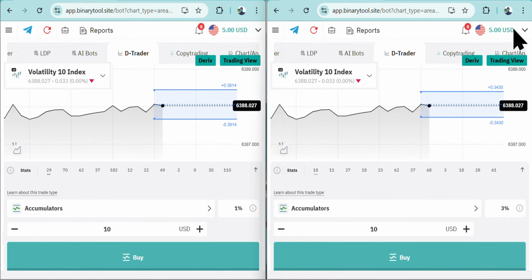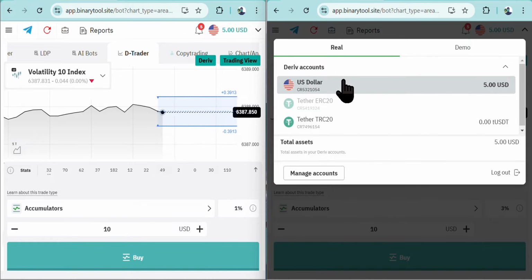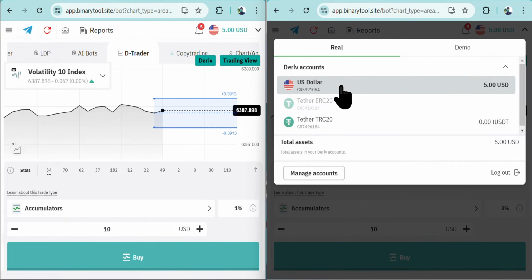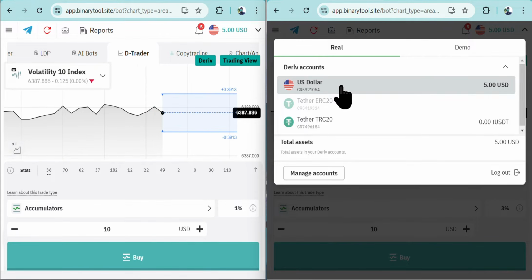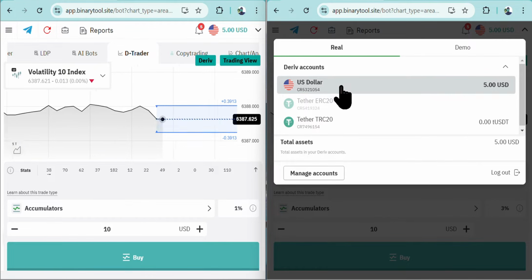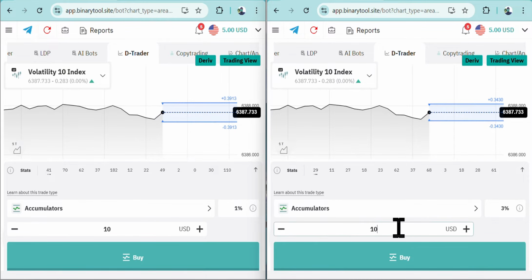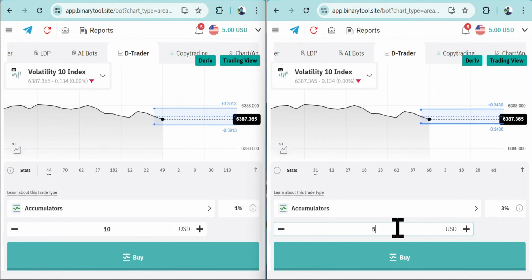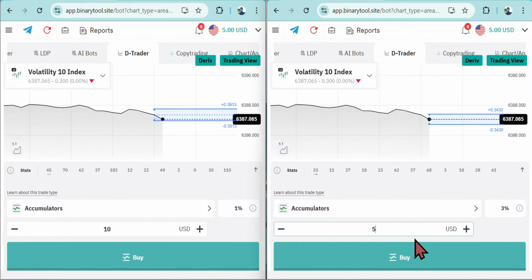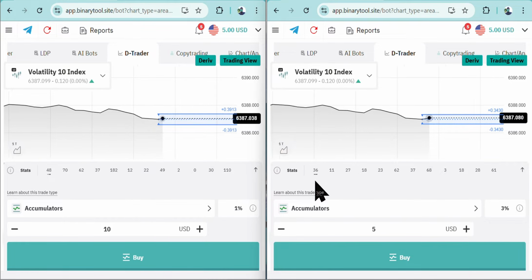You can see we have a small account here of $5. The reason I decided to use a small account is because most traders can't afford big accounts. When I record a video with a big account, people think that the strategy only works for big accounts. That's why I decided to use a small account. Let's go back to my account. I'm going to set my stake here. I have an account of $5, so I'm going to set my stake to $5. You can also set your take profit and stop loss.